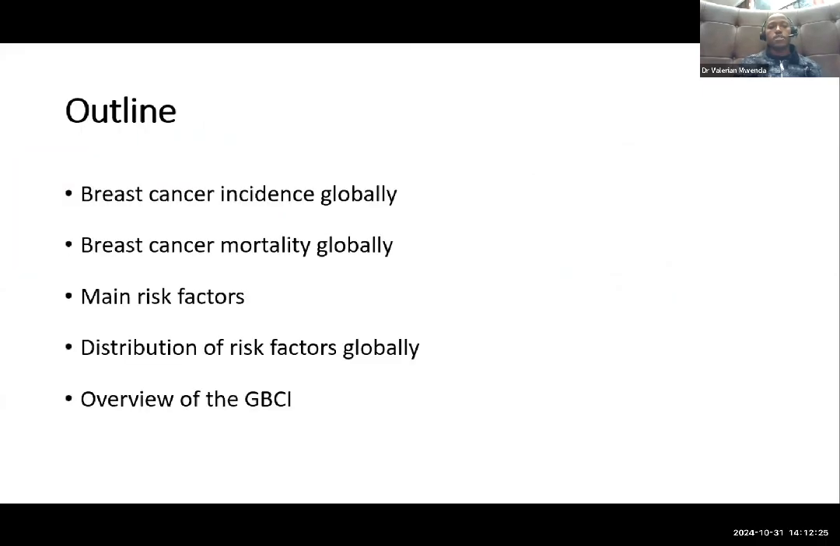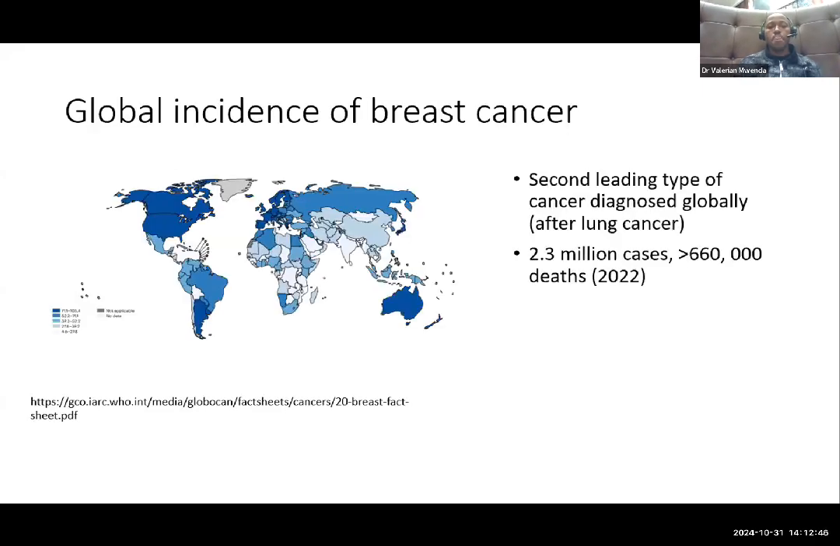That's the breakdown of my talk. I'm going to look at the incidence of breast cancer globally as well as the mortality. I also focus on the key risk factors for breast cancer and the distribution of some of these risk factors globally. And then I'm going to provide an overview of the GBCI, the Global Breast Cancer Initiative, which will be touched on by the later speakers.